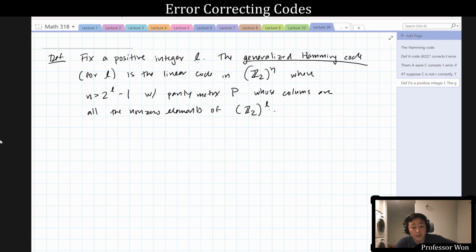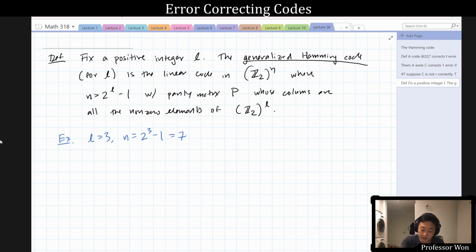Okay, so what we're doing is we're fixing a positive integer L. In our previous case, L was 3, right? That was the original Hamming code. So in our example, L was 3, which meant that N was 2 cubed minus 1, so it was 7. And we're taking the matrix whose columns live in Z2 cubed and whose rows live in Z2 to the 7, right? The point is that there are 2 to the 2 cubed minus 1 non-zero vectors in Z2 to the L.